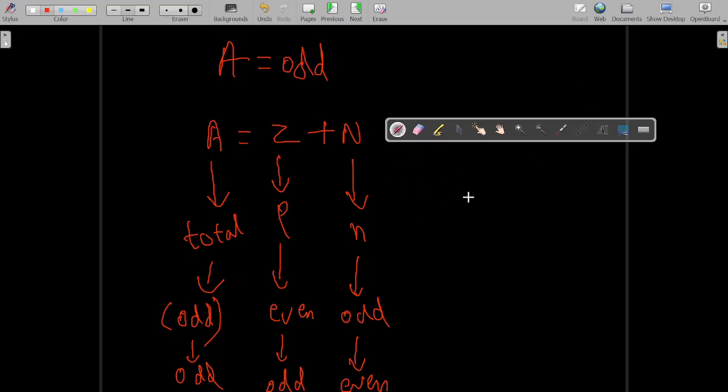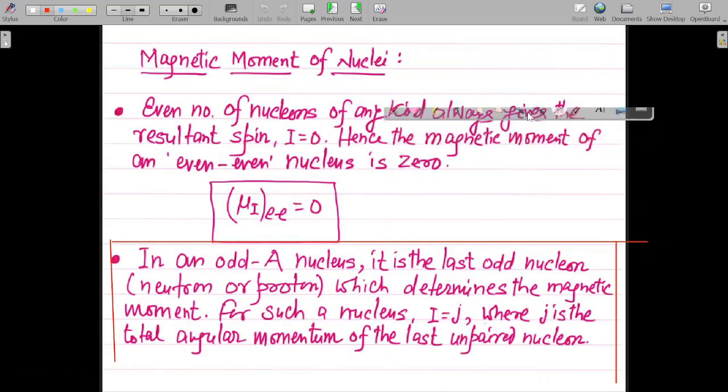For A equal to odd, either it can be an even-odd nucleus, or it can be an odd-even nucleus. Both the cases are possible. So that's what has been discussed over here.